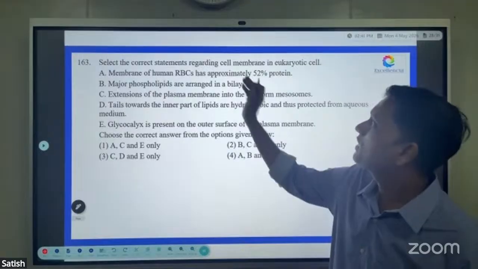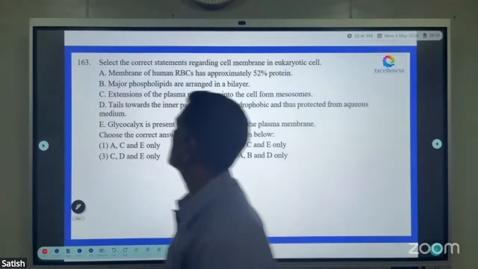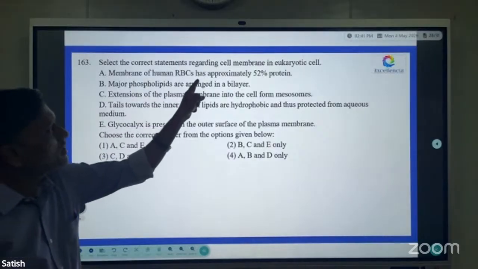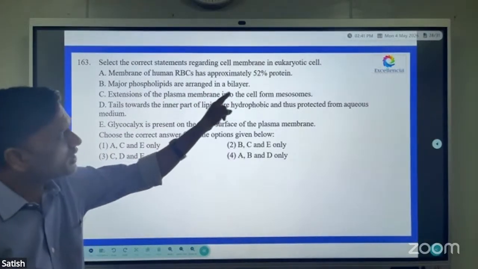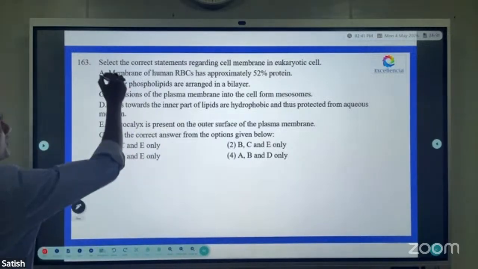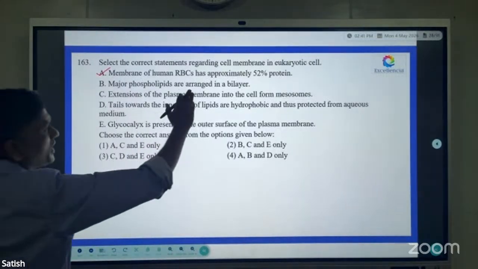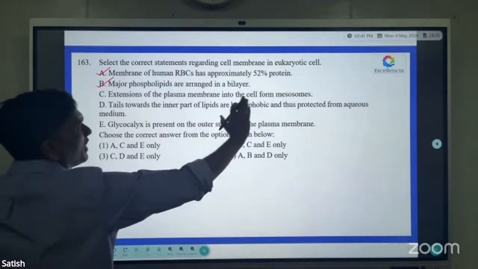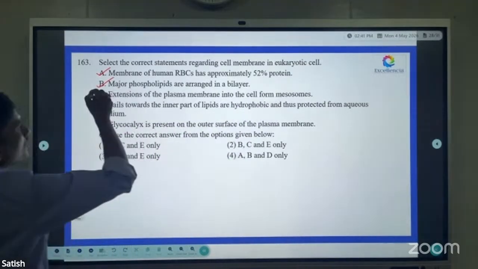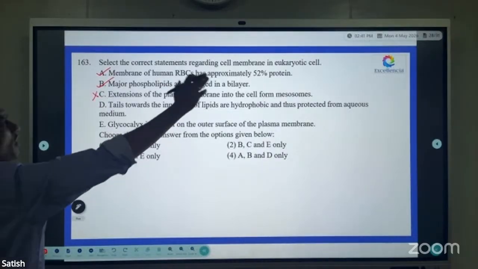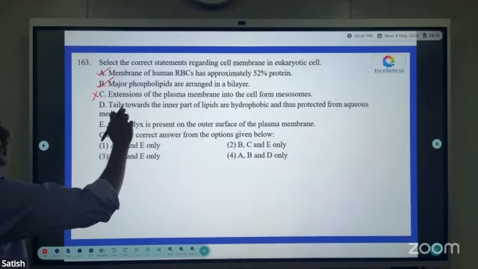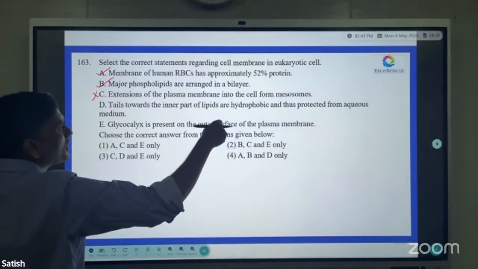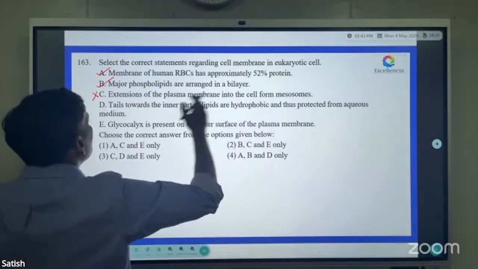Select the correct statement regarding cell membrane in eukaryotic cell. A statement, membrane of human RBCs has approximately 52% protein. Yes, correct answer. 40% lipids. Major phospholipids are arranged in a bilayer. Correct statement. Extensions of the plasma membrane in the cell found mesosomes. No, mesosomes are found in prokaryotes, not in the eukaryotes. Wrong statement. The hydrophobic tail tends towards the inner part, always inner, and thus protected from aqueous medium. Correct statement.